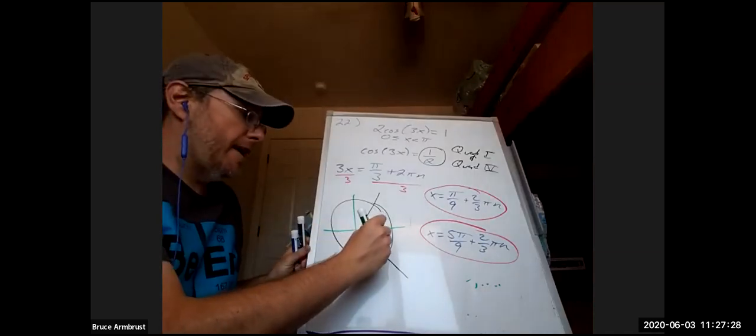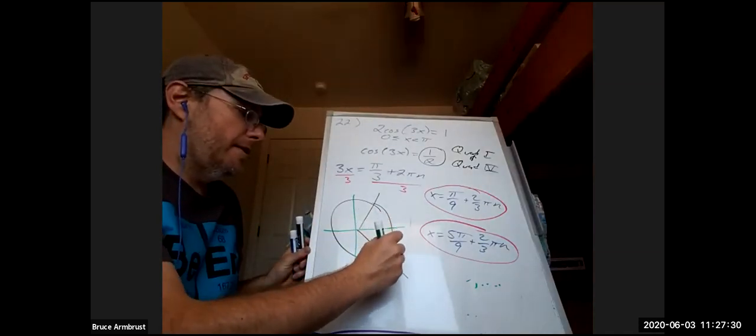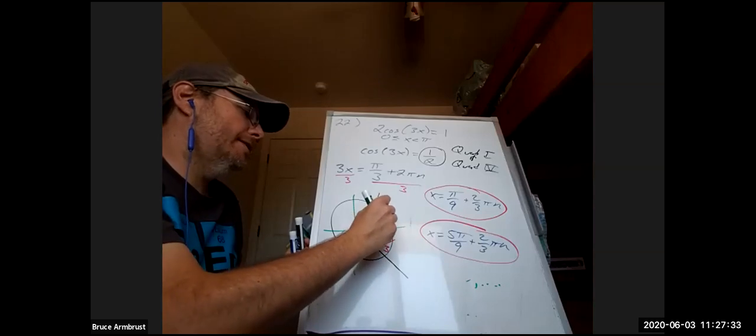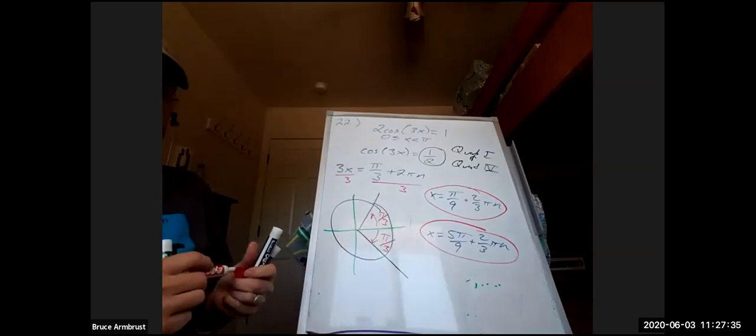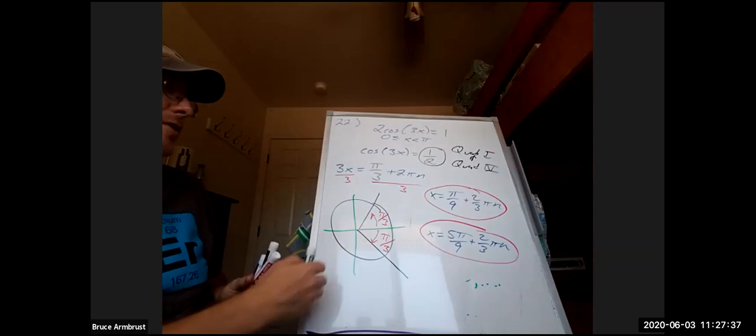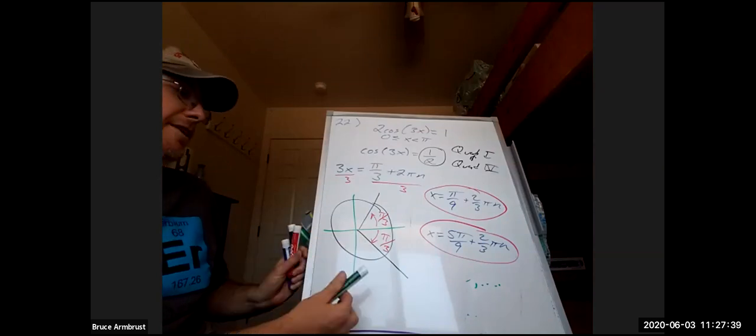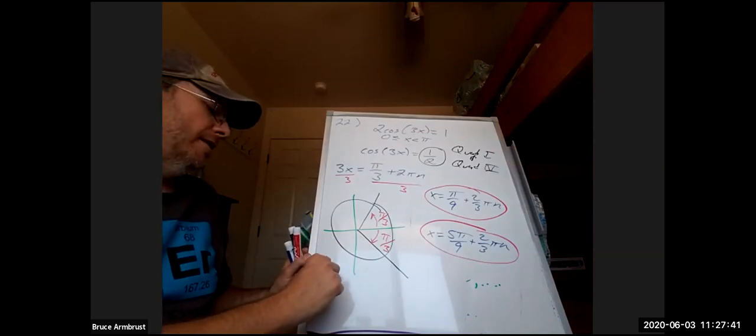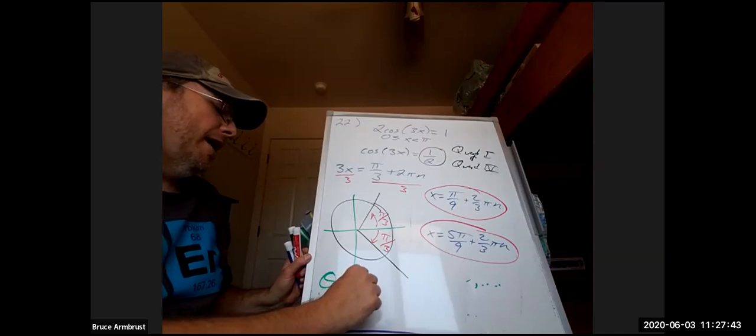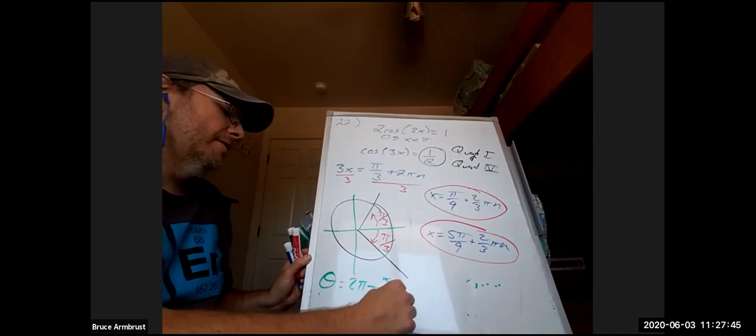So what I know is that this has a reference angle of pi over 3, right? Because it has to be the same deal. And so in the 4th quadrant, the way that you can get your angle in the 4th quadrant is by taking 2 pi minus your reference angle.